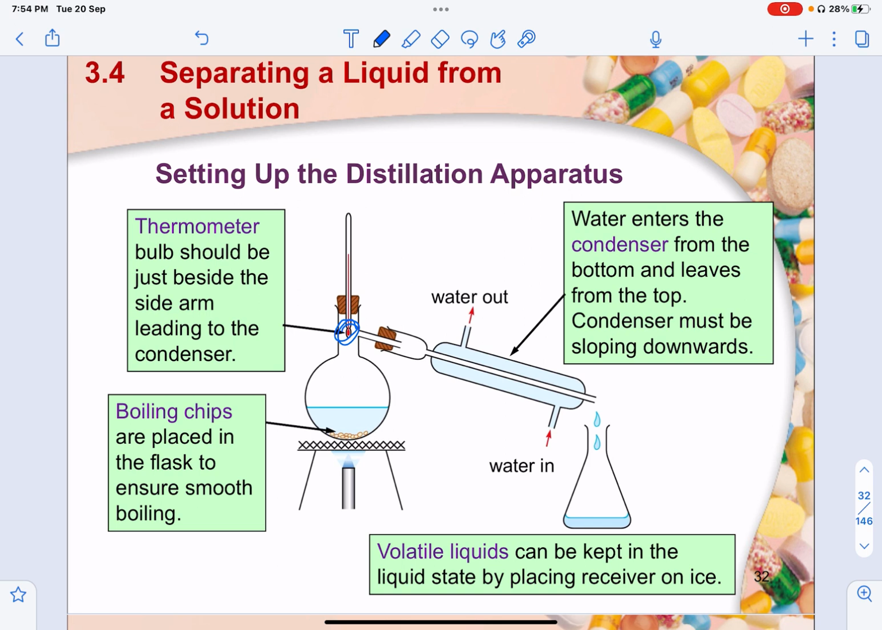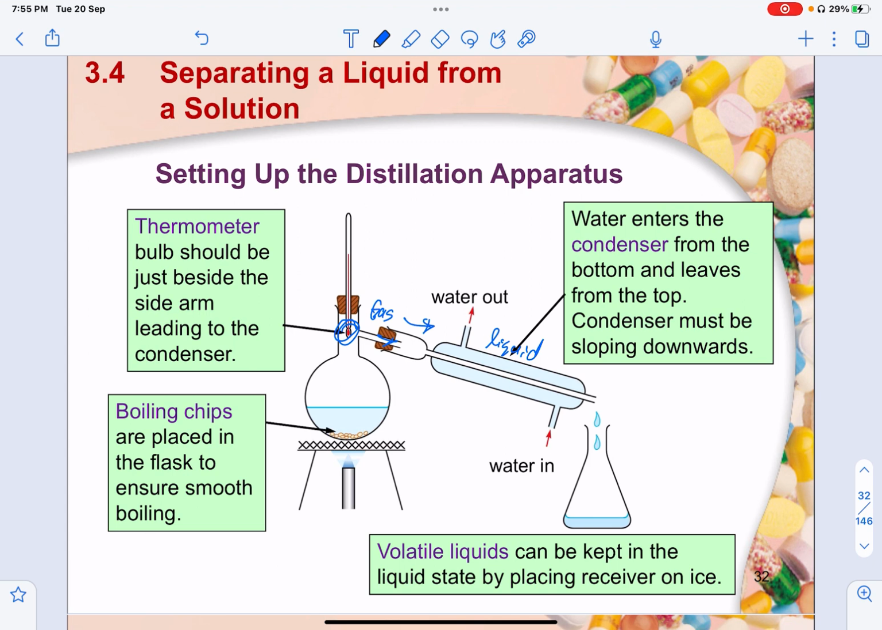You will add boiling chips to ensure that the boiling is smooth, so that your solution right over here will not be so vigorous that it channels the liquid portion down. Only the gas portion should be collected in that area there. You have your water in and out, where the water comes in from the bottom and goes out from the top, such that the condenser ensures continuous and smooth condensation or cooling, so that the vapor, which is in a gas form, will slowly turn into the liquid portion here. And then it will be slowly collected at the end in the conical flask.